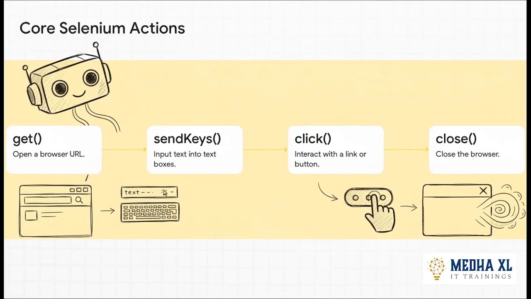So what can this robot actually do? Well, it can handle all the core actions you'd expect. You can command it to get a web page, which just means open a URL. You can tell it to send keys to type something into a form field. You can tell it to click on a button or a link. And finally, you can tell it to close the browser when the test is all done. These simple commands are the building blocks for just about any web test you could possibly imagine.